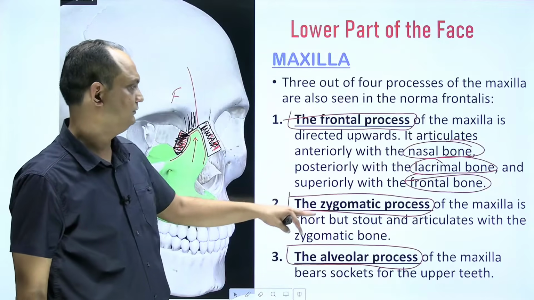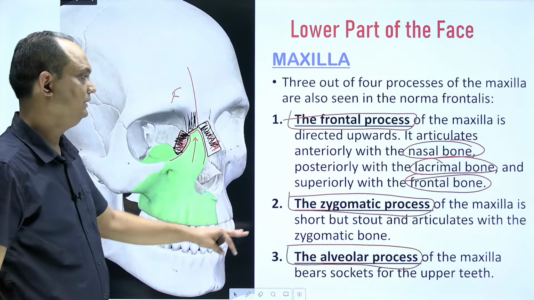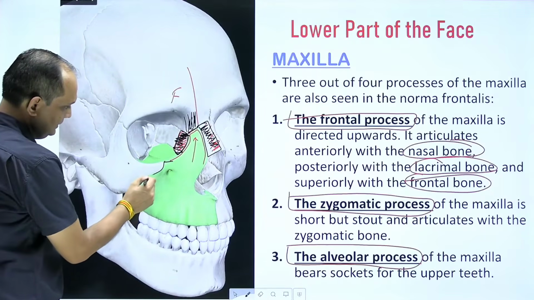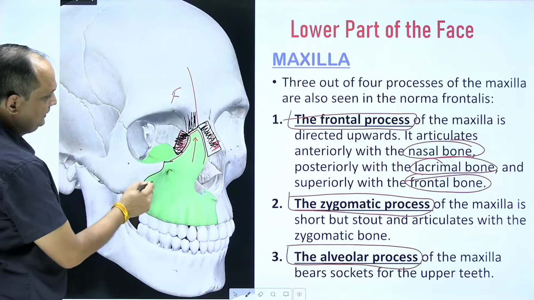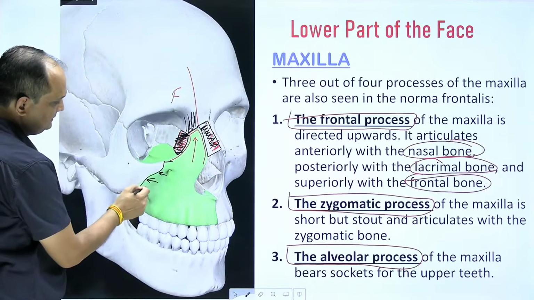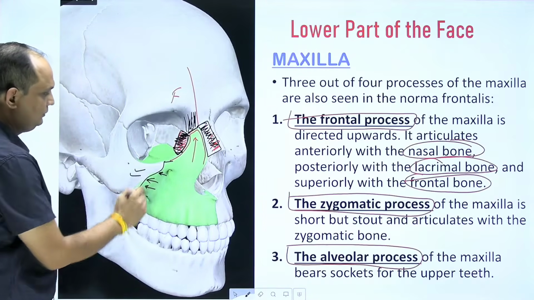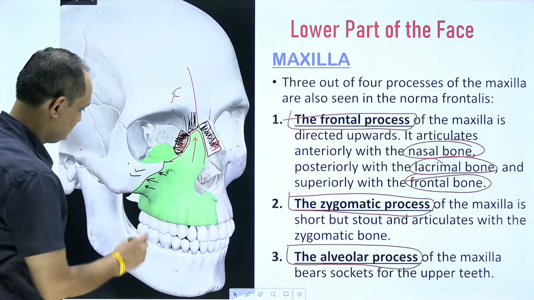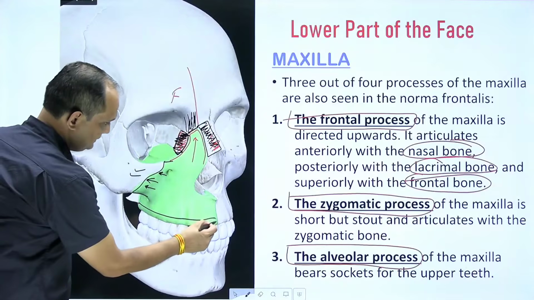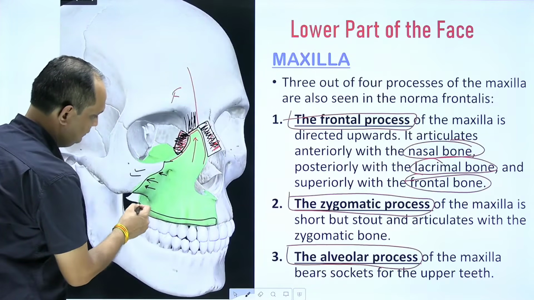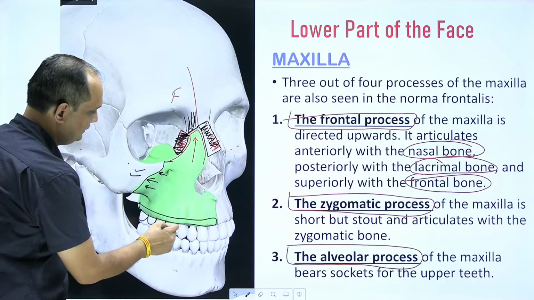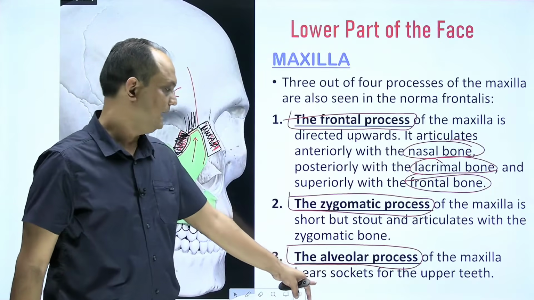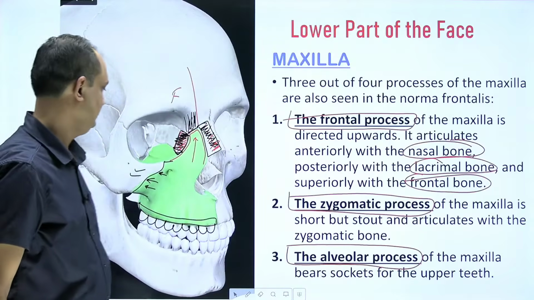Now what is the zygomatic process of maxilla? The zygomatic process of maxilla is short and stout. It articulates with the zygomatic bone. This part of the maxilla is known as zygomatic process, and this process faces laterally, where it is going to make a joint with the zygomatic bone. Then you will have the alveolar process. This alveolar process projects downward, and it has the sockets for your upper teeth.